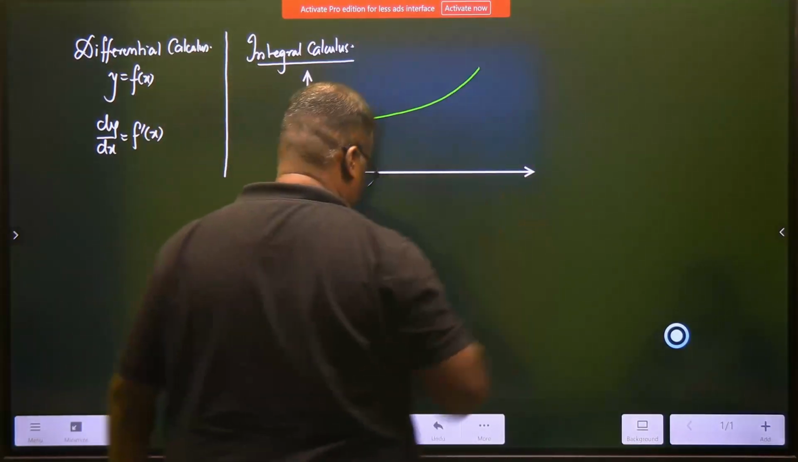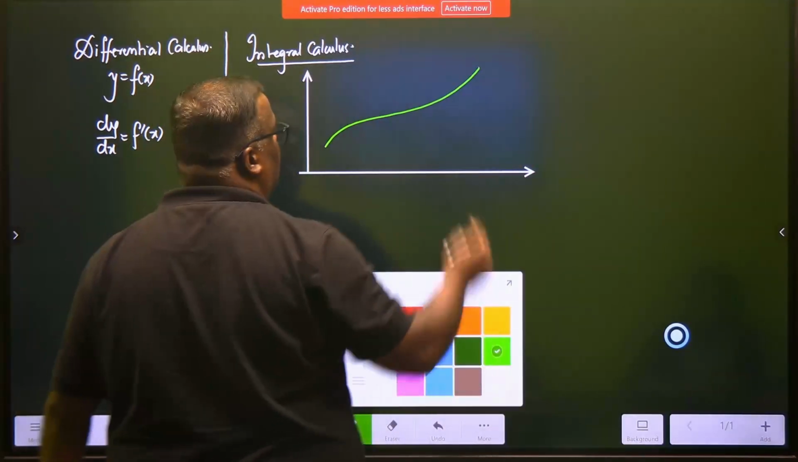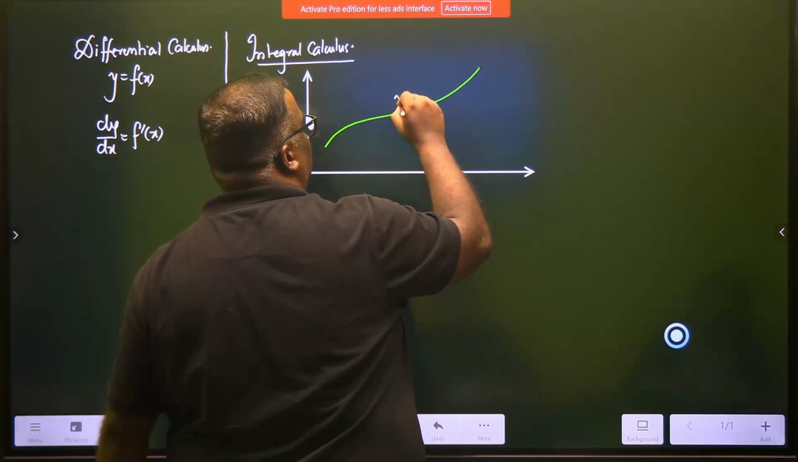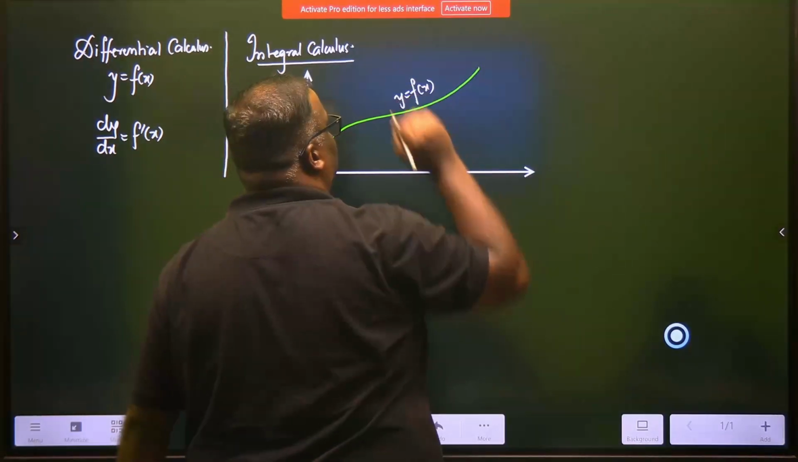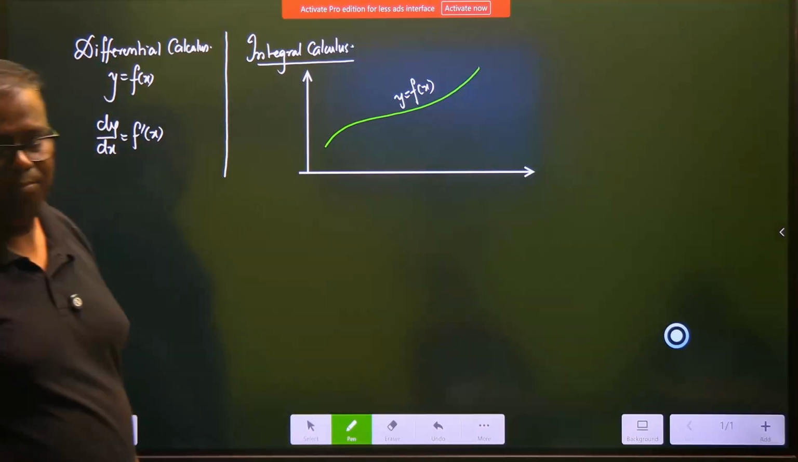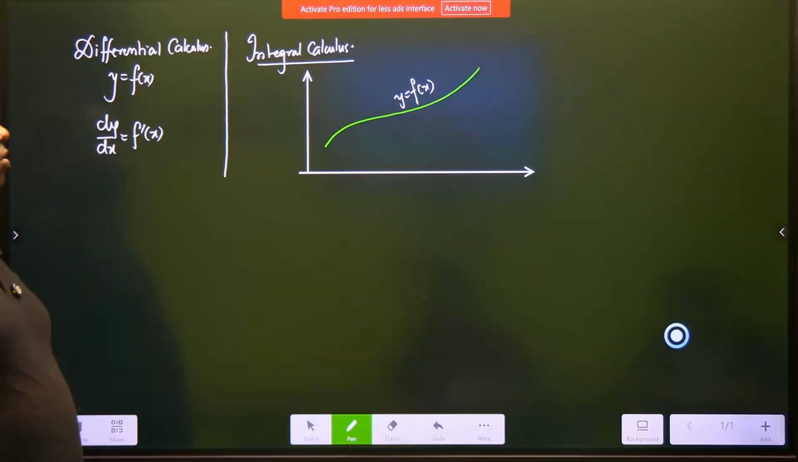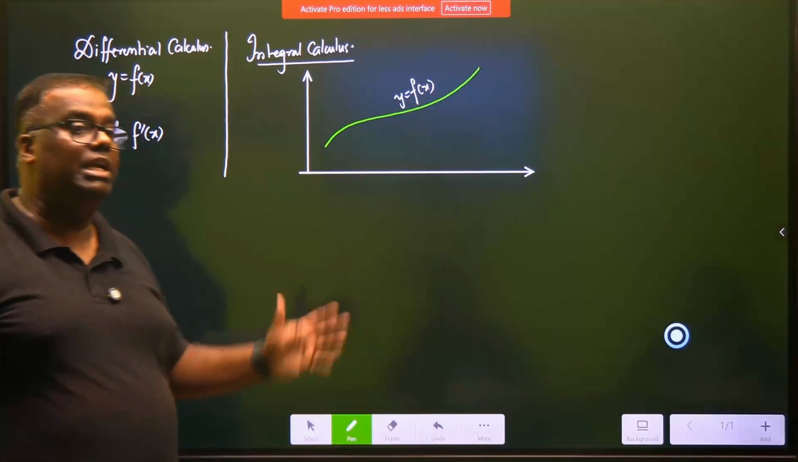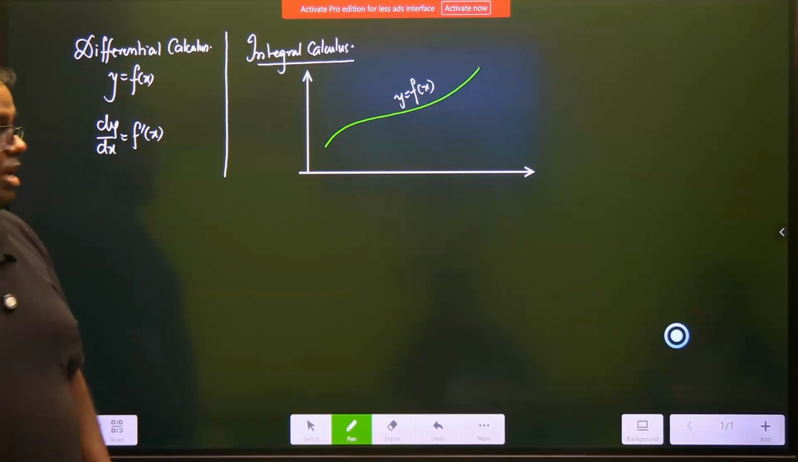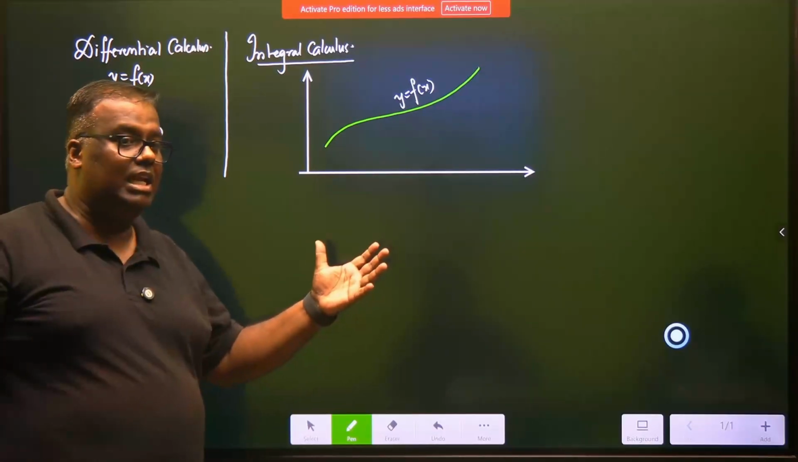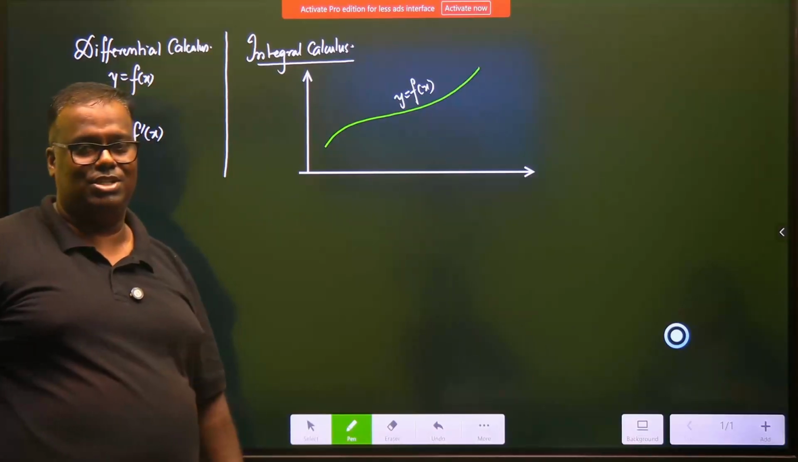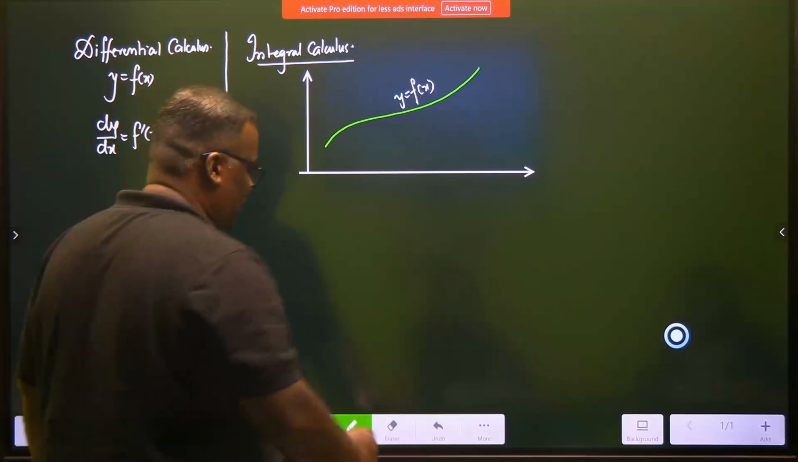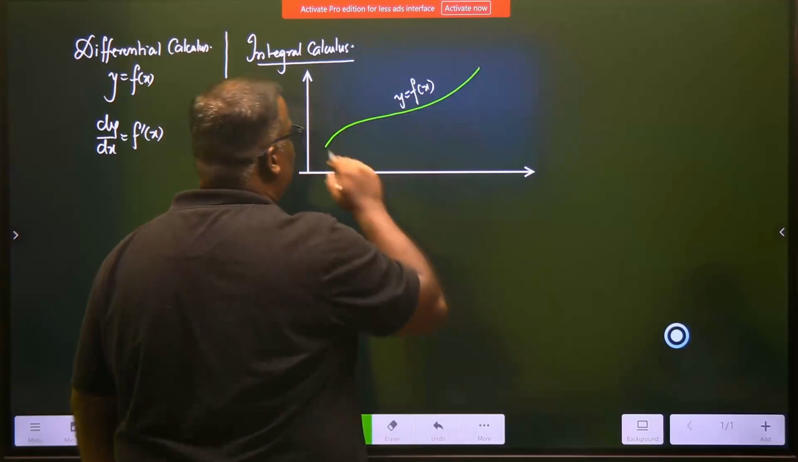is a function plot, and I say this function is y equal to f of x. What happens when you integrate this function? Integration tells us the area under a curve. Go back to your physics. You used to do two things: slope and area under the curve. So let's say I'm just trying to give you a brief idea.